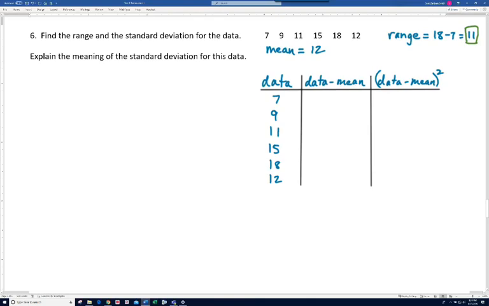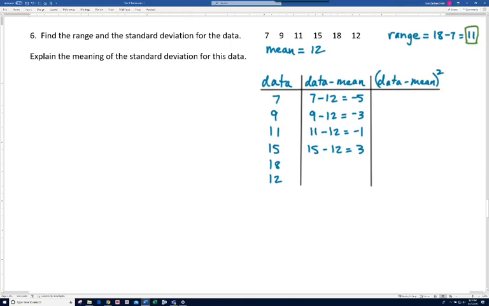And so in the first entry here, we're going to have 7 minus 12, which is negative 5. So notice the data value 7 is 5 below the mean. That's what that really means. And you can do the same thing with 9, and you get negative 3. So 9 is 3 below the mean. 11 is 1 below the mean, and we can continue on.